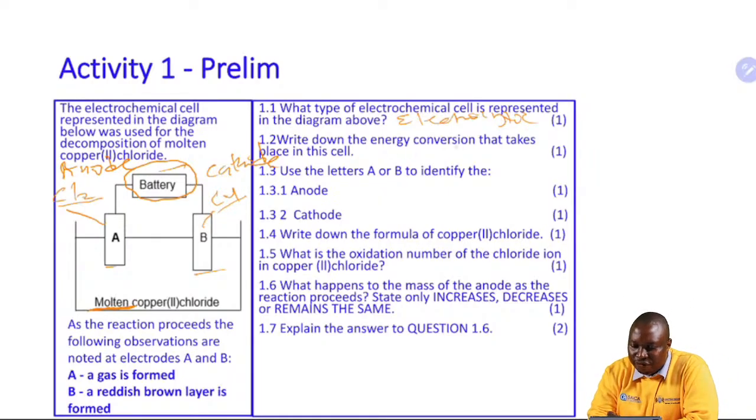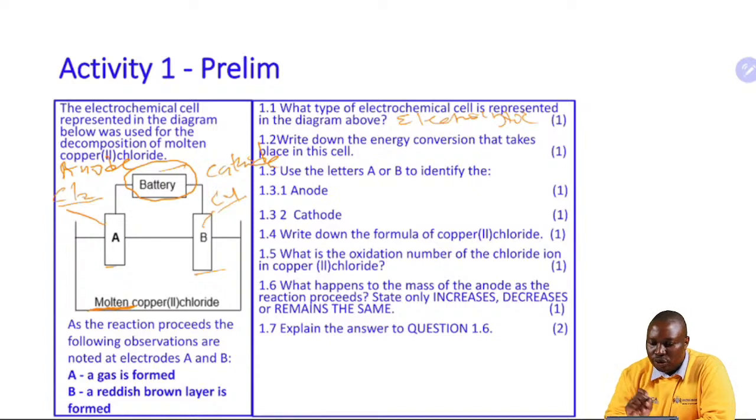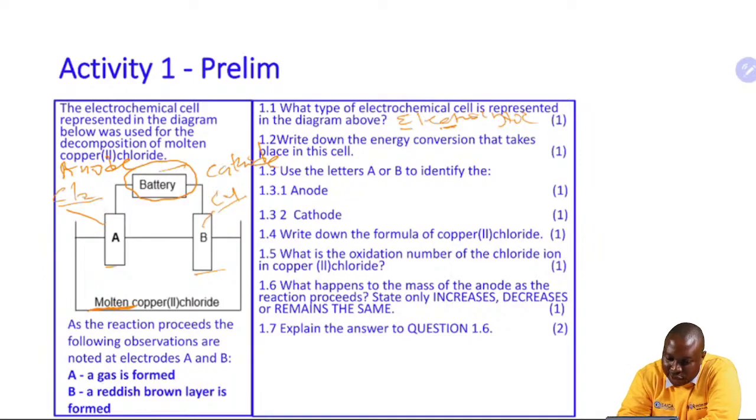Write down the energy conversion. For an electrolytic cell, I told you, it always starts from electrical to chemical energy, E to C. Don't forget that, so you are able to collect that mark. Use the letters A or B to identify the following: anode and cathode. Already they said chlorine, and we said chlorine is always at the anode. So A is the anode and B is the cathode.